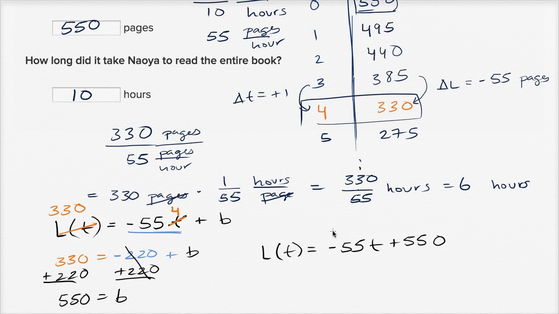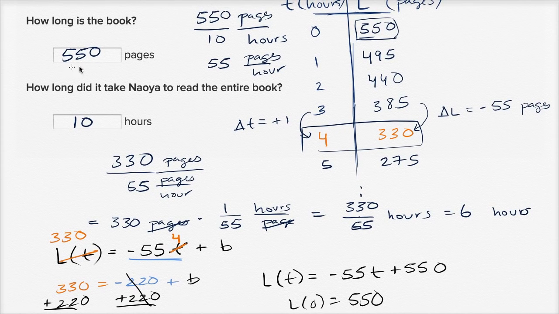So if someone said, well, how long is the book? Well, that's going to be L of 0. That's going to be how many pages he has left to read at time 0. And we see that L of 0 is going to be 550. When t is equal to 0, this term goes away, and you just have 550 pages. And just like that, we could have answered this question.